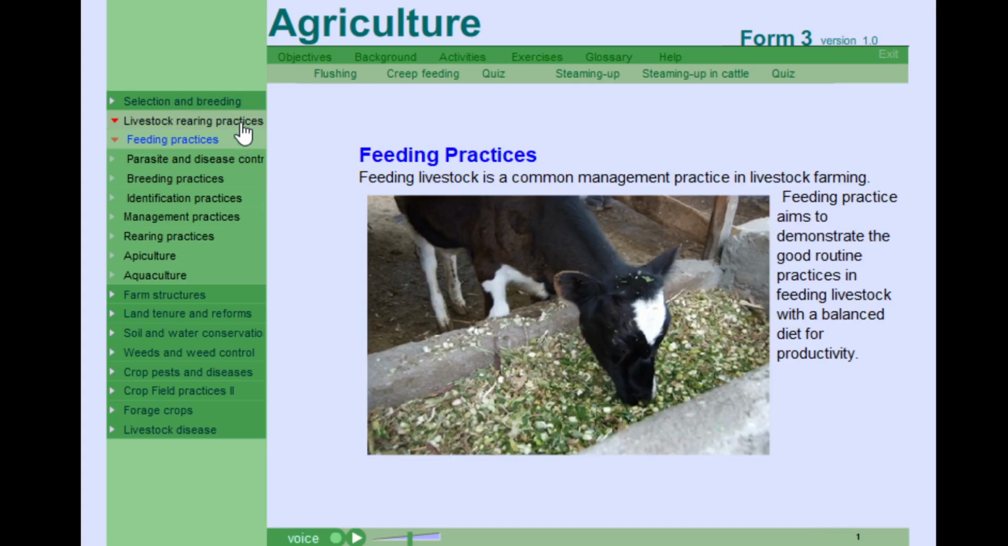Feeding practices. Routine practice is a fixed or a regular way of doing something. Feeding livestock is a common management practice in livestock farming.